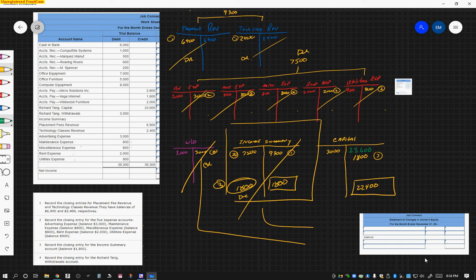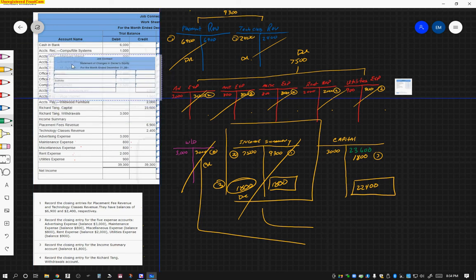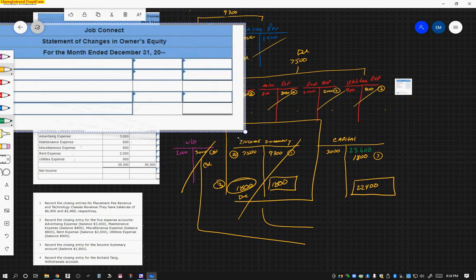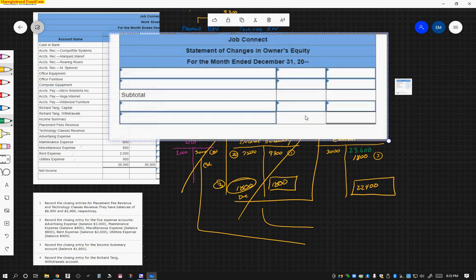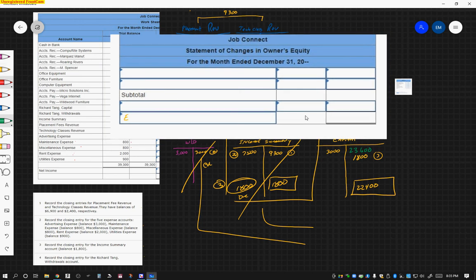So when you're doing your statement of changes in owner's equity, and you're looking at it from here, the ending capital balance is going to be $22,400, right? So ending capital balance December 31st is going to be $22,400. That's this number right here. $22,400.